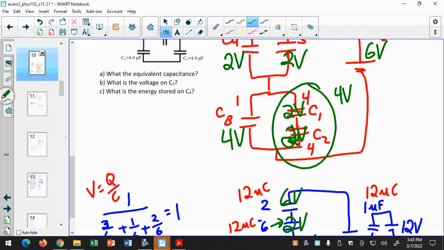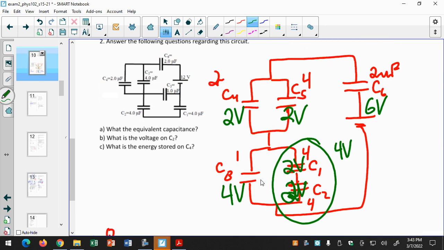Oh, that's a 2. So then, my equivalent was 1. My voltage on C2, which is this, which one is that? Oh yeah, it's right here. So that's 2 volts. And then to find the energy on C4, that's 1/2 CV squared, and you just plug in the numbers for C and V. Okay?